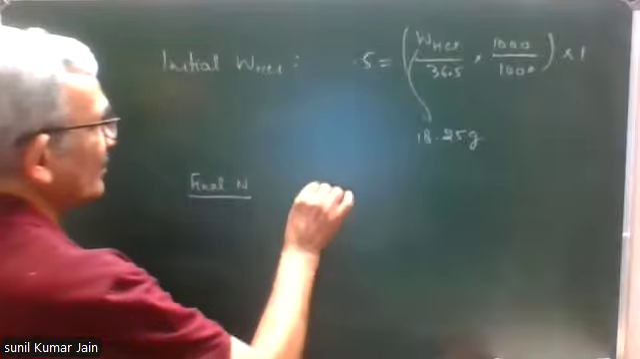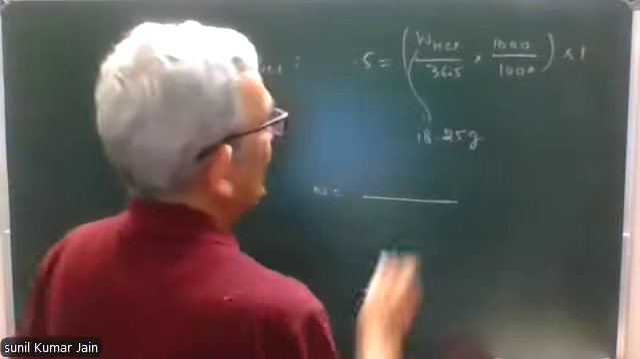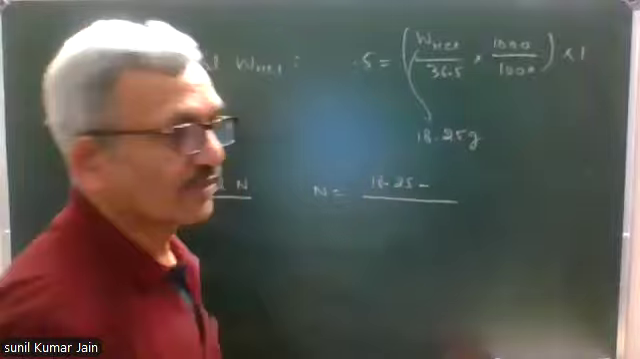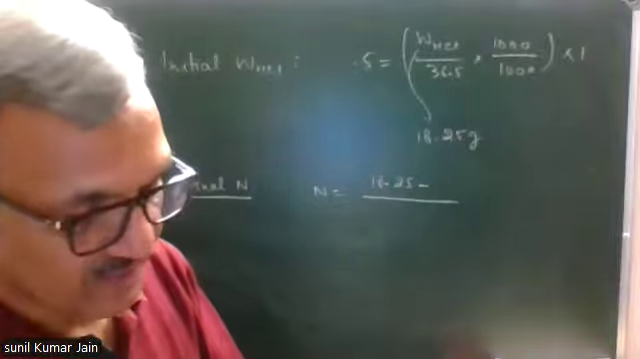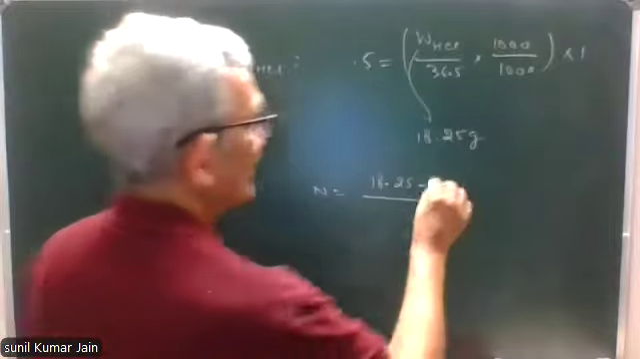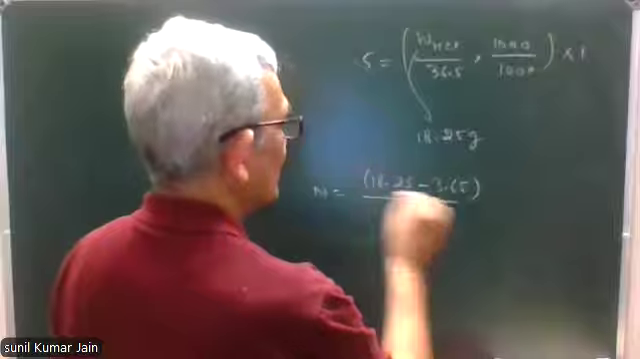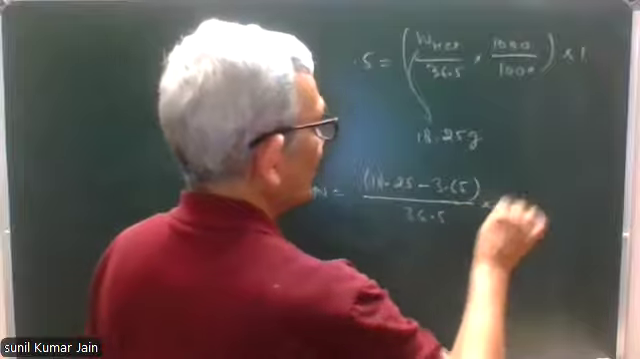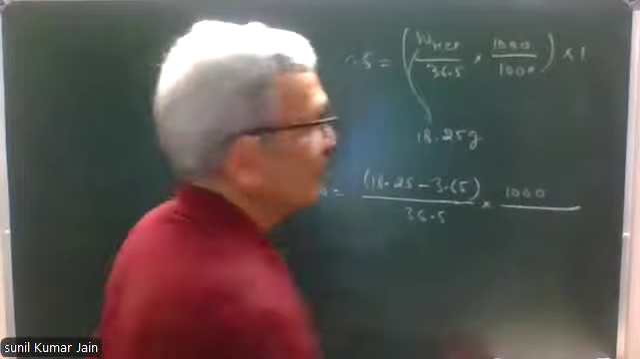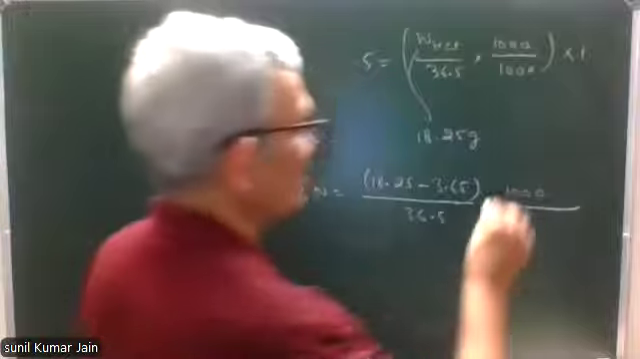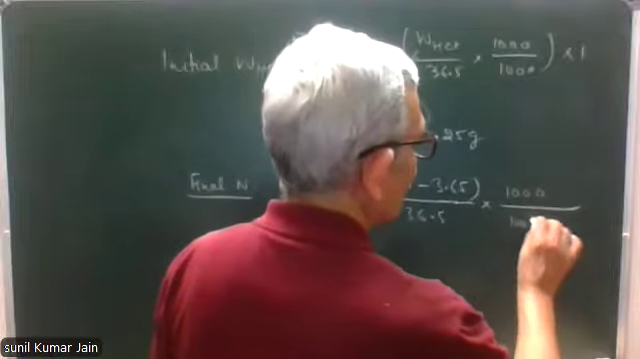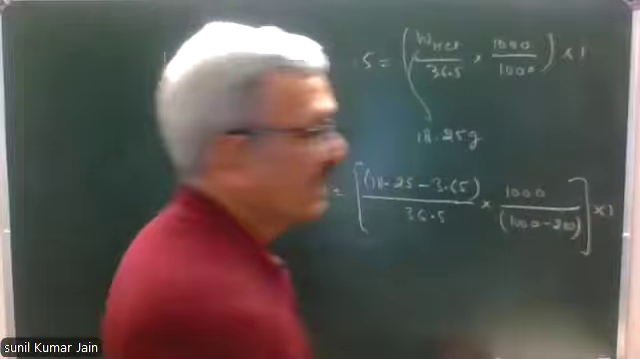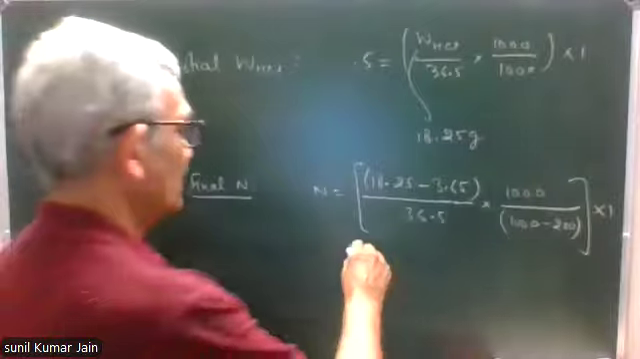Now, final normality. From 18.25 grams of HCl, 3.65 escaped. So this much is left. Divided by molecular weight, no change. 1000, no change. Volume also decreases by 200. It means volume is 800. N factor, no change. N factor is 1. This is the answer.